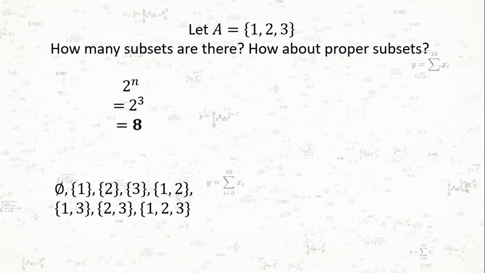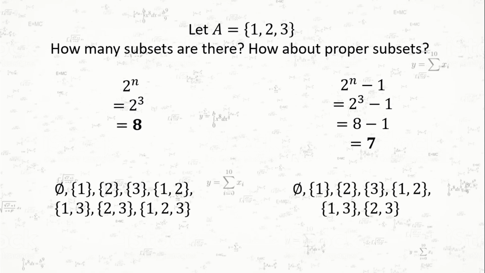Let's move to identifying the number of proper subsets in set A. We use the formula 2 raised to n minus 1. And again, just substitute the variable n by its value, which is 3. So we have 2 raised to 3 minus 1. That becomes 7. Compare the results that we just got. For the proper subsets, there is no set containing the elements 1, 2, and 3, because that is exactly the same with the given set, which is set A.